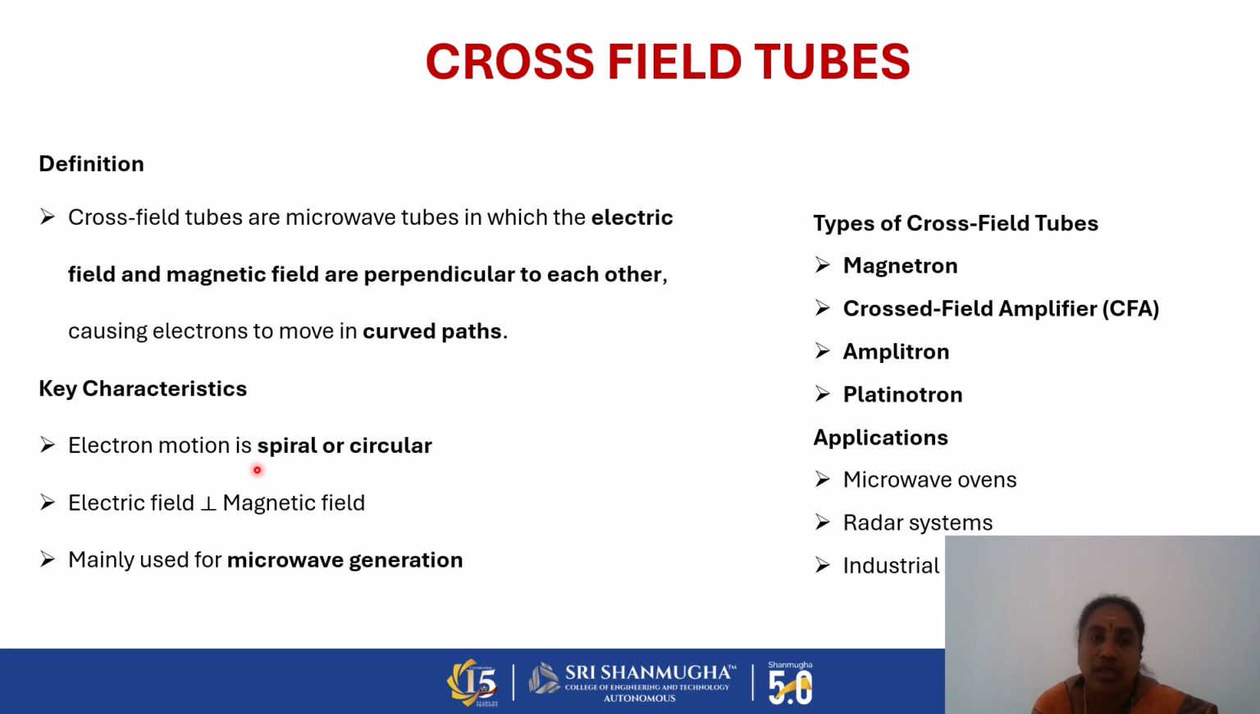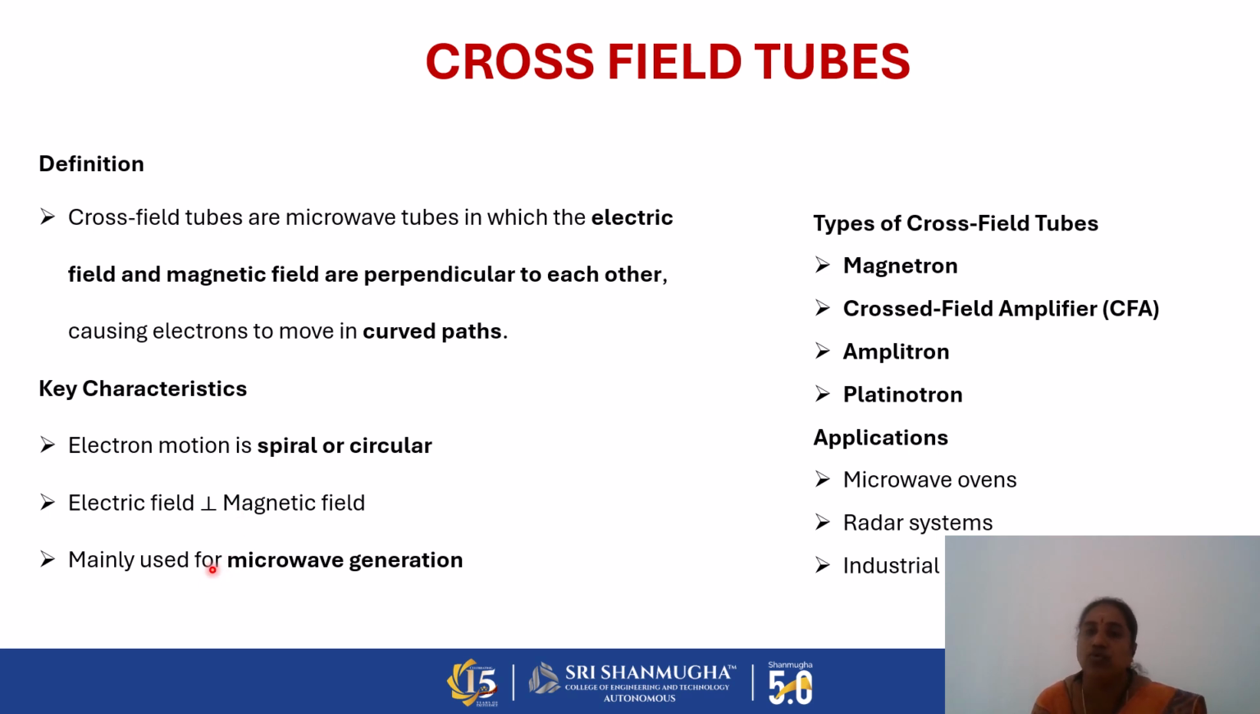So based on the curved path, and normally the electric field and magnetic field are perpendicular to each other. So at that time, it will rotate in either a circular or a spiral path. That's why this is the main characteristic of the cross field tube. The E field is perpendicular to the magnetic field, so mainly we are using it only in microwave generation.